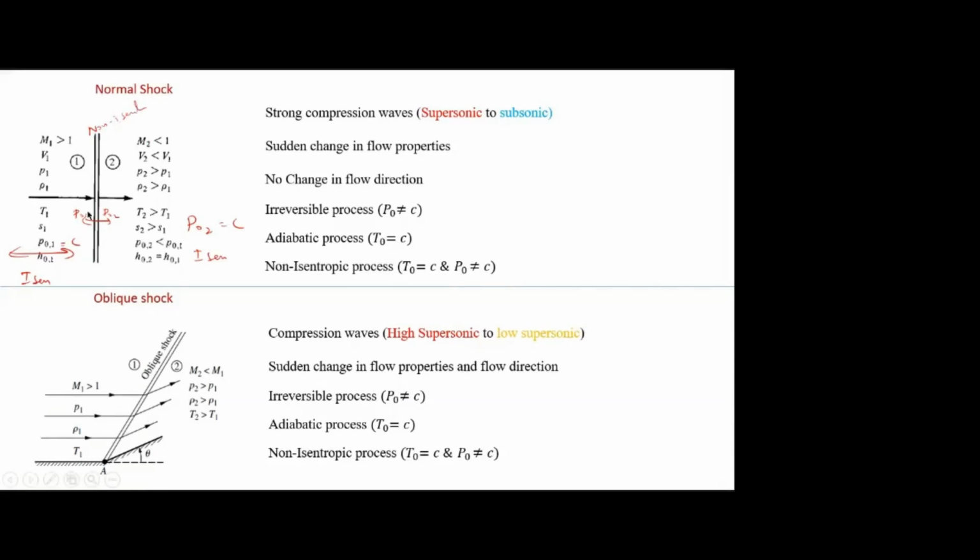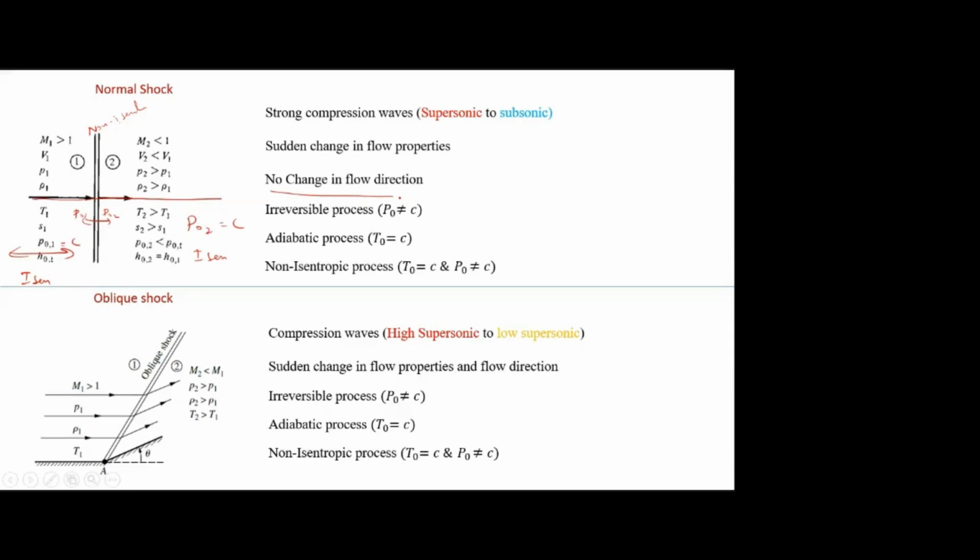And normal shock wave, it changes only the flow properties. Supersonic means it will convert into subsonic, but there is no change in flow direction. It is always straight. Okay, so there is no change in flow direction.